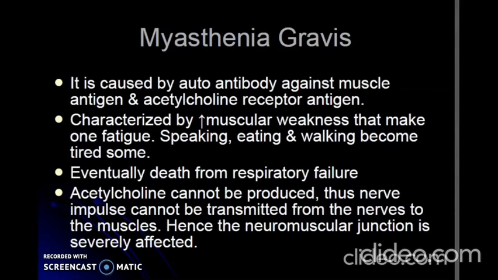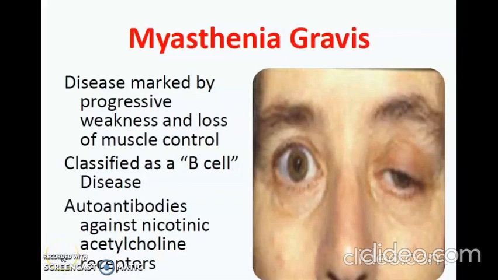It is characterized by increased muscular weakness that makes one fatigued. Speaking, eating and walking become tiresome. Eventually, death occurs from respiratory failure. Acetylcholine cannot be produced, thus nerve impulse cannot be transmitted from the nerves to the muscles. Hence, the neuromuscular junction is severely affected. The disease is marked by progressive weakness and loss of muscle control.